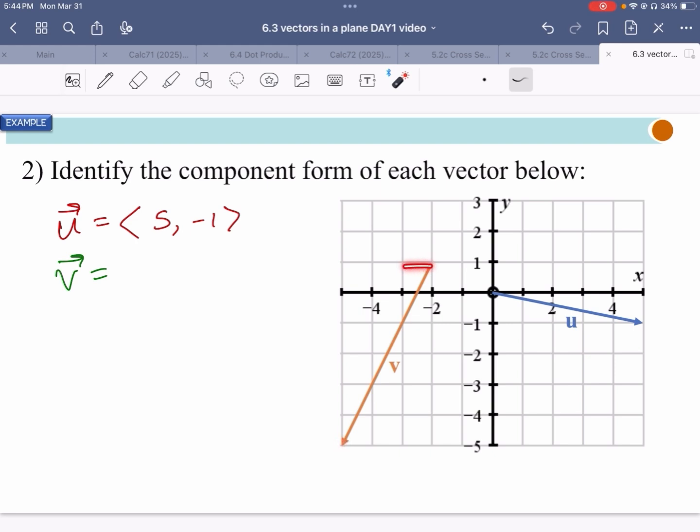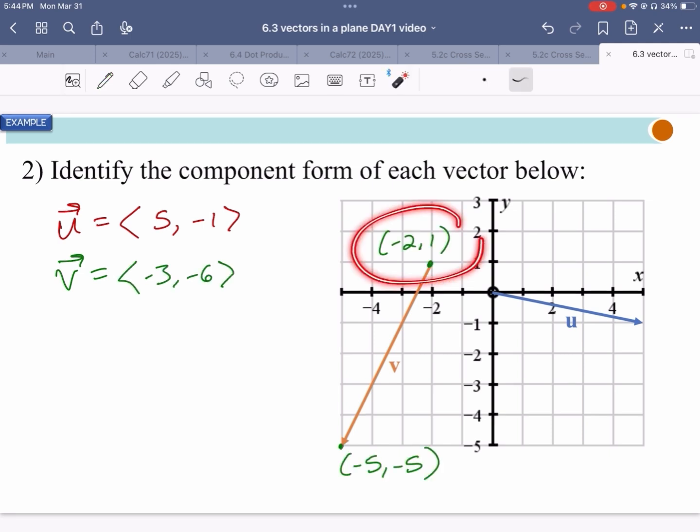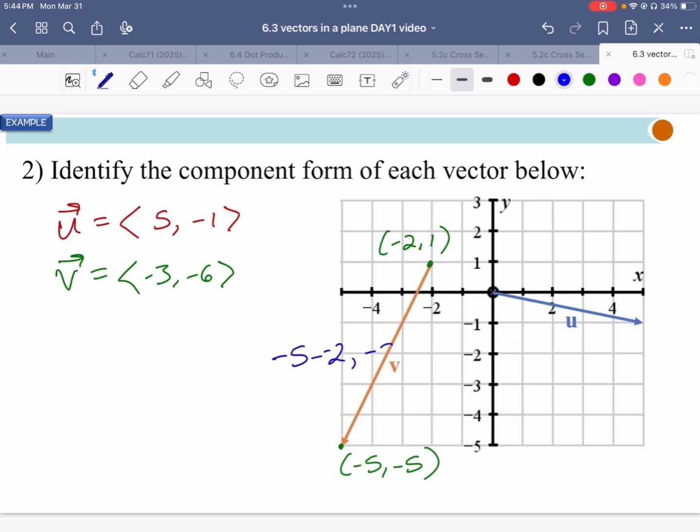Now vector v, you could just count because you have the picture of it. The initial point is here at negative 2 comma positive 1, and the terminal point down here at negative 5 comma negative 5. So you want to figure out how far over you have to go. You're going left 1, 2, 3, and you're going down 6 to get there. So the component form for that one would be negative 3 comma negative 6. You also could take the coordinates of the initial point and the terminal point and then just subtract. So you would have negative 5 minus negative 2, comma, negative 5 minus 1, in your pointy brackets. And if you simplify that, you would get what we have there for vector v.